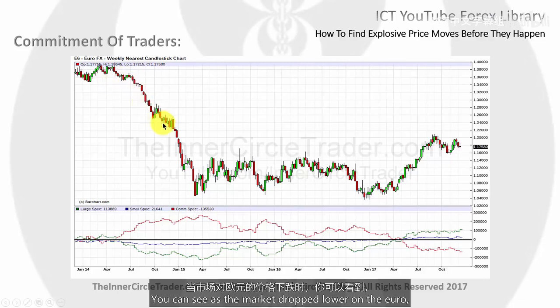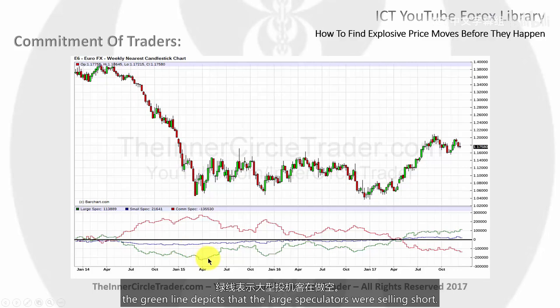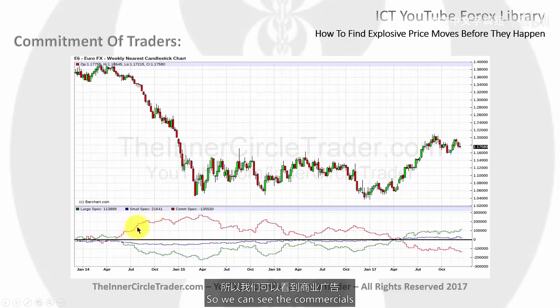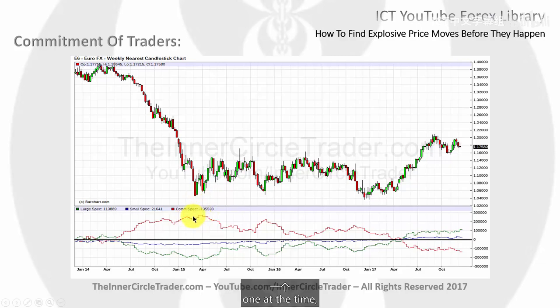You can see as the market dropped lower on the euro, the green line depicts that the large speculators were selling short. So below this zero line, they are sellers. Above it denotes buying. So we can see the commercials were buying all through this decline. Now, right away, you're probably saying, well, how's this useful? We want to look at trend, and we also want to look at key levels that the commercials support. This low here, they had the largest position of longs on at the time, and the market created a low. And we went sideways and then dropped down one more time. We had an increase of buying by the commercials.